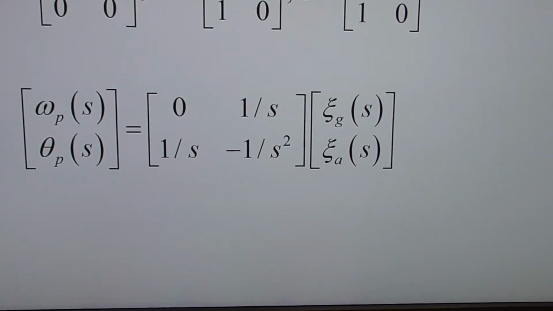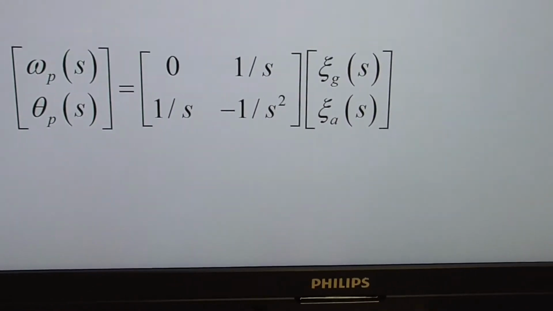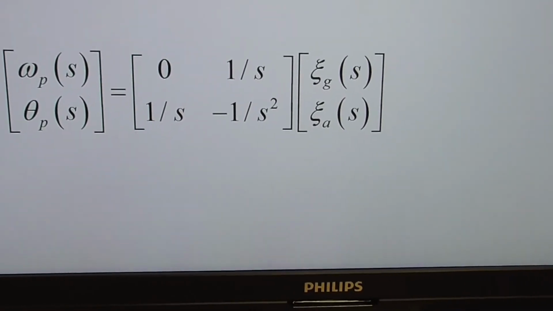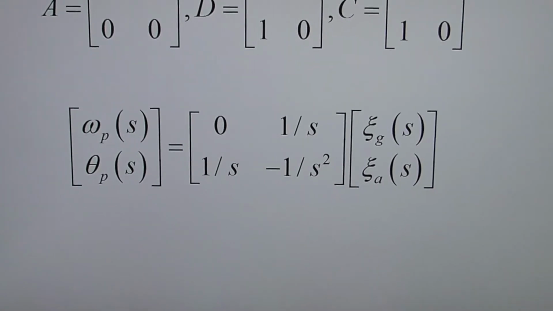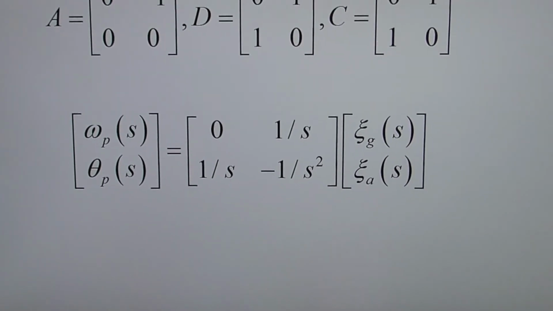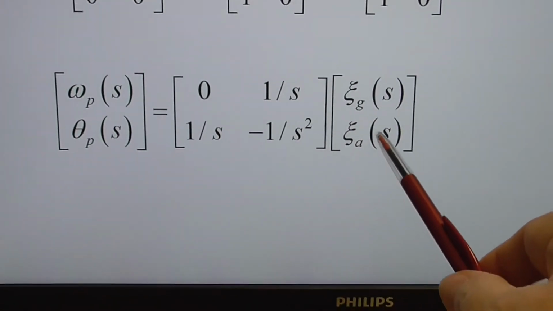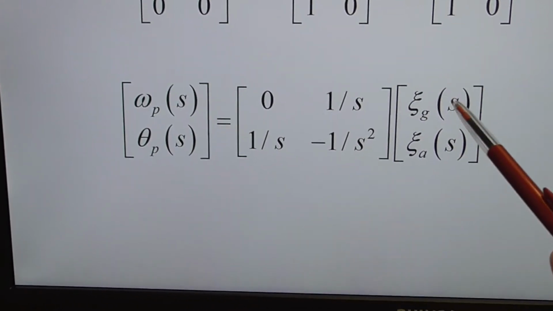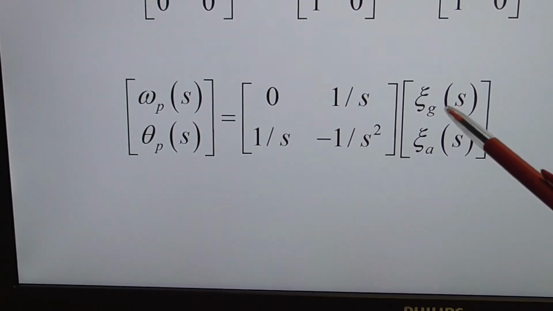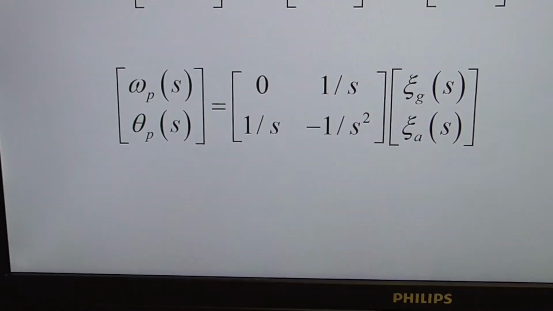0, 1 upon s, it's an integrator, 1 upon s, an integrator, minus 1 upon s squared, that's a minus double integrator. So that's our transfer function. And that would be interesting to see, and it does make sense, because if you integrate acceleration, you get velocity. If you integrate velocity, you get position. You double integrate acceleration, you get position as well.